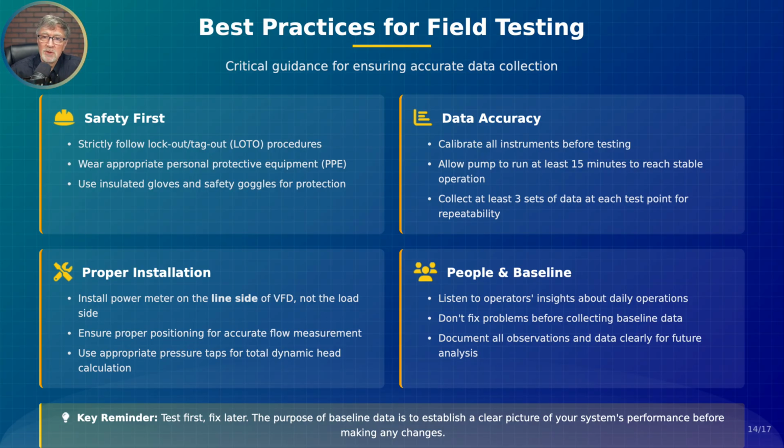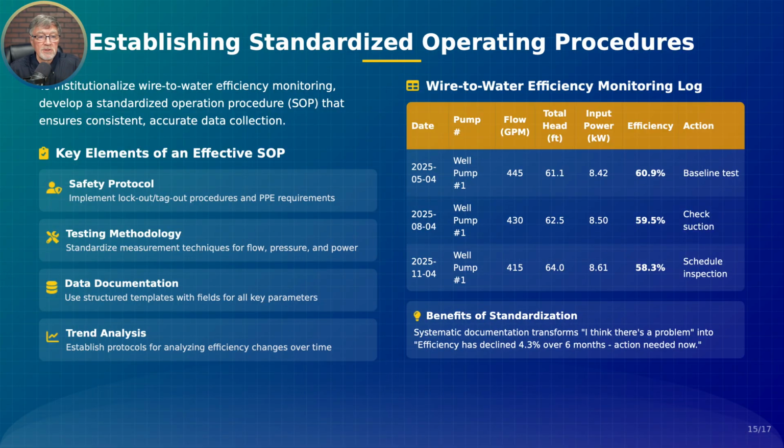Sometimes we jump to conclusions to spend money we don't have to. So we really want to make a sound decision. Document all observations and data clearly for future analysis. Once again, this is part of being a data-driven utility. We want to have this data, we want to collect the data, we want to use it, we want to put it in a usable form so we can go back and track our trends. So, test first, fix later. The purpose of baseline data is to establish a clear picture of your system's performance before making any changes.